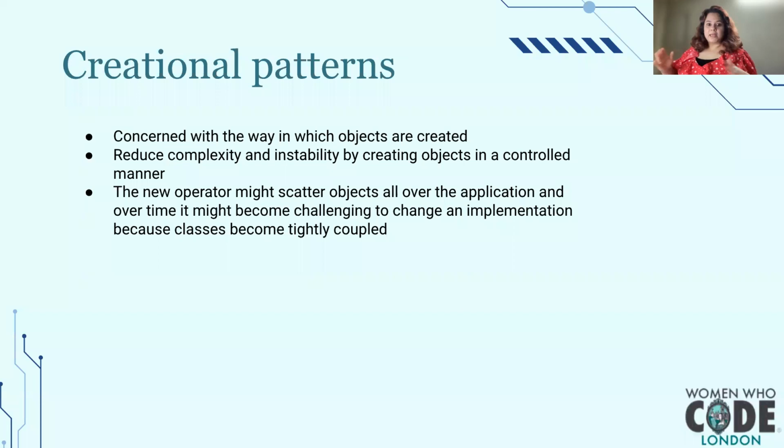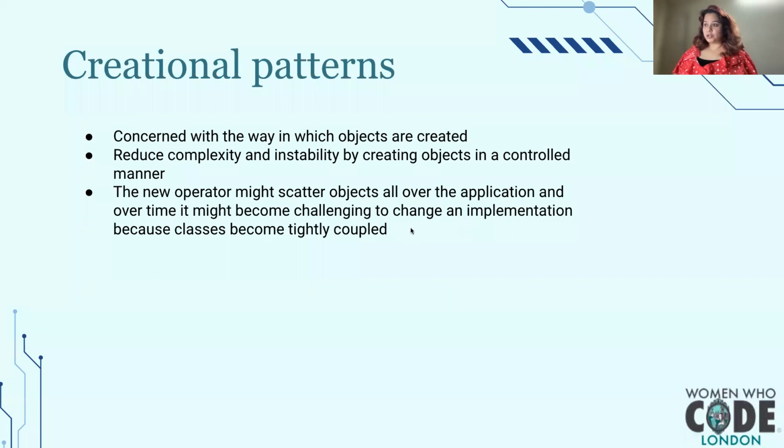Basically in Java and in many other languages as well, you would have come across the new operator, which is used to create objects. But what might happen with the new operator is that it might scatter the objects all over the application, without you realizing over time that the system and the application have become quite tightly coupled. The classes become quite tightly coupled, and it becomes difficult to maintain the classes. It becomes more complex, etc. Which is why we do have creational patterns.